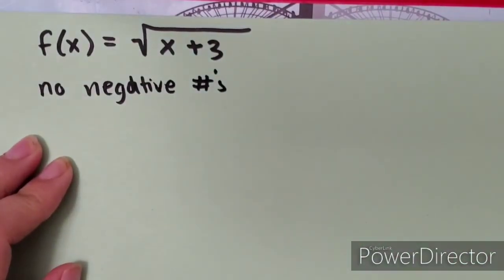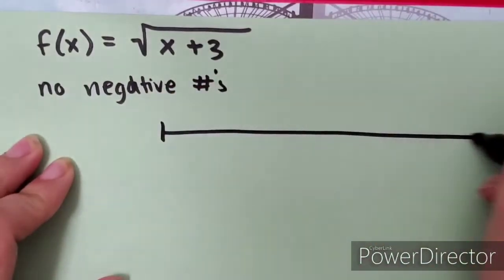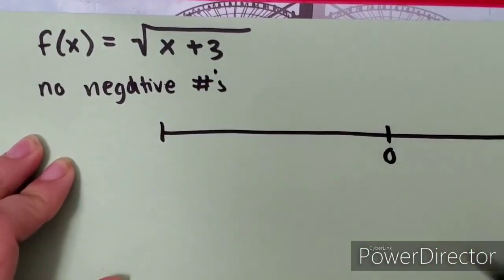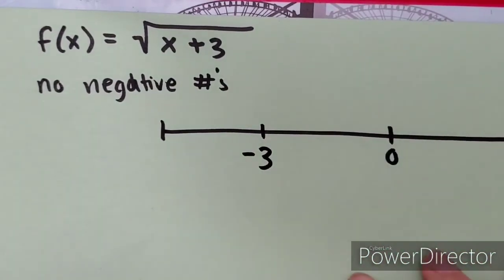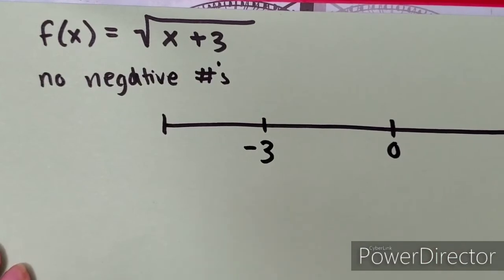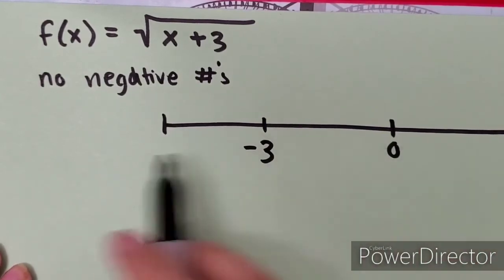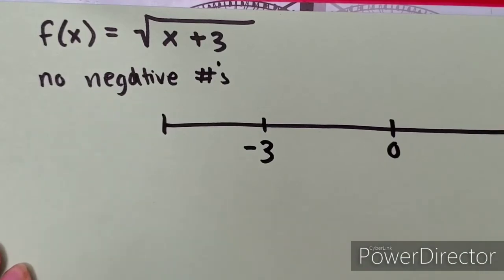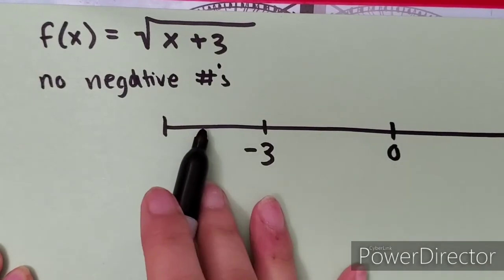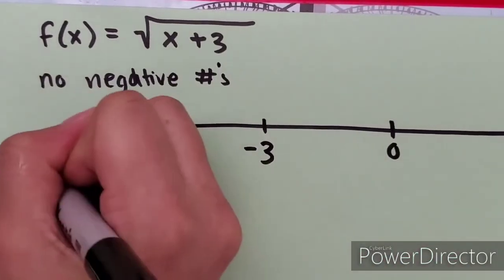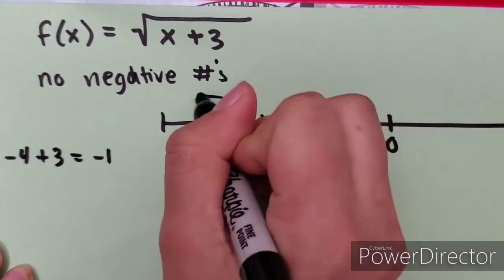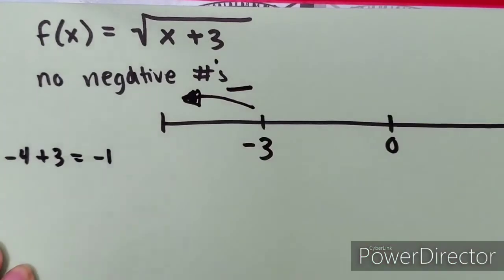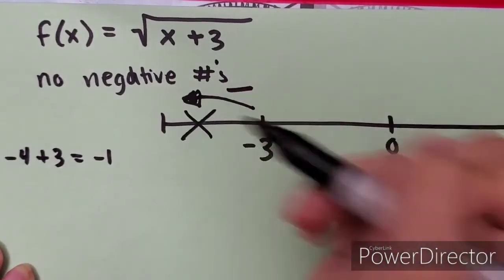So because there's no negative numbers, what I would do is make a number line, 0, and I will use the x-intercept, which is negative 3. So I will plug in values on this number line and see if it equals a negative or a positive. From over here, I'll use negative 4. Negative 4 plus 3 equals negative 1. So values on this side of the equation are negatives, and that's not what we want.